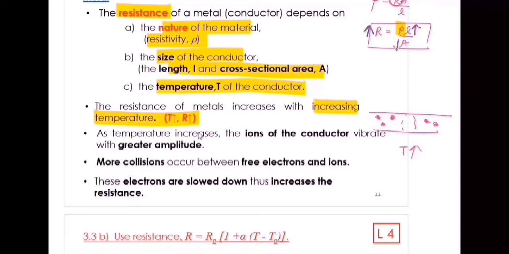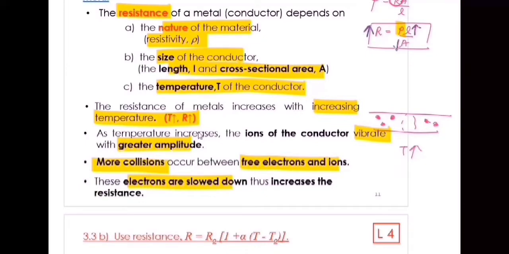So when everyone is moving around and there's a large number of people in a room, it's more difficult, or less likely, for us to move across the room. That's why it's the same with the electrons. When the electrons are moving around and vibrating with greater amplitude, more collision happens, and the electrons are slowed down.